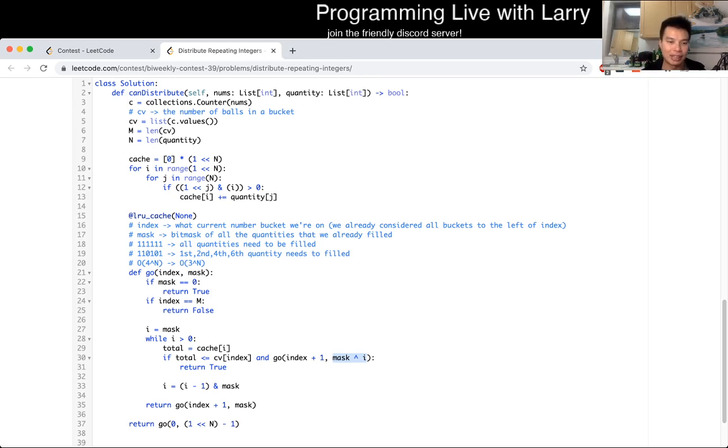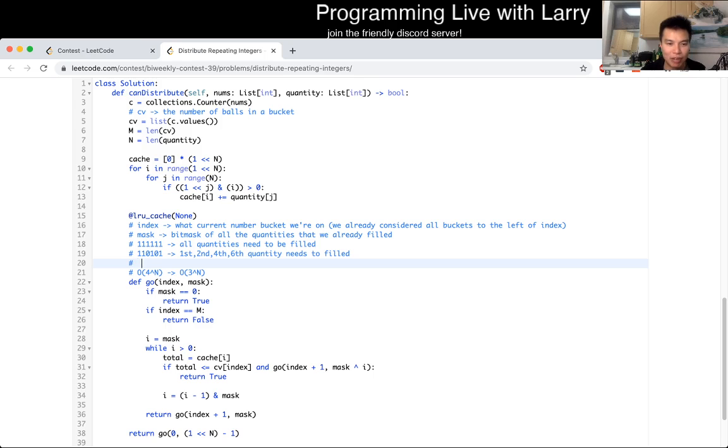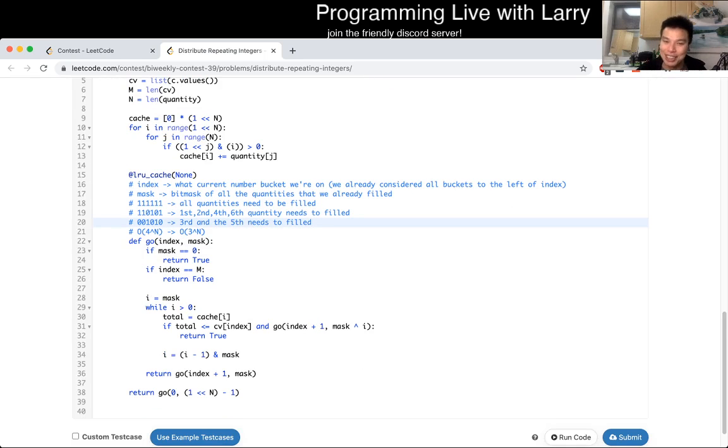So now, for example, in this case, let's say we use the first, second, fourth, and sixth bucket. Then in this case, mask XOR sub I will give you 0, 0, 1, 0, 0, 1. That means that now your recursion will be, okay, now the third and the fifth need to be filled. So that's basically the recurrence, and it's pretty straightforward once you have all the foundations.